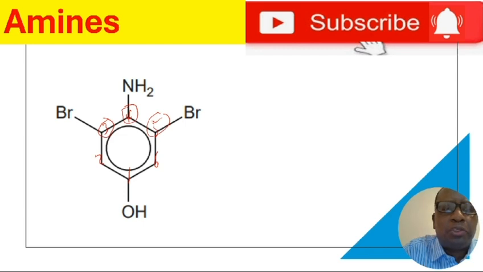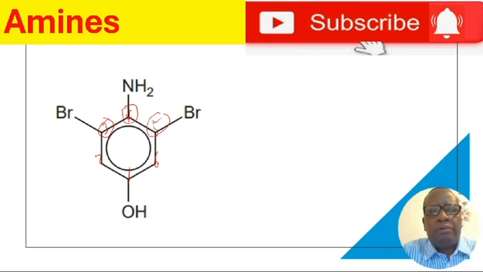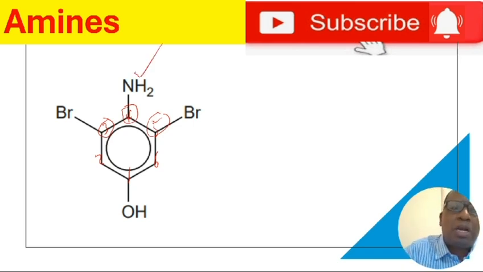So what are we going to call it? Are we going to call it 3,5-dibromo? Or are we going to call it 4-amino? Right, as you can see, the amino comes in the alphabet. Amino comes before the bromo, so we're going to call it 4-amino-3,5-dibromo phenol.